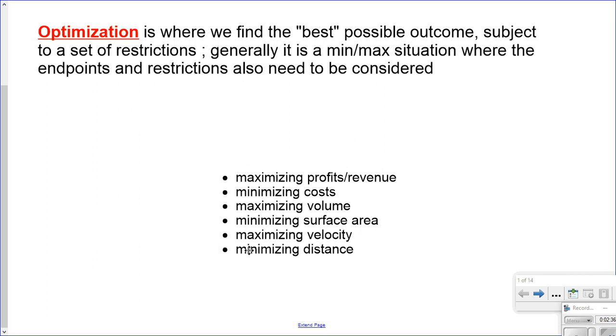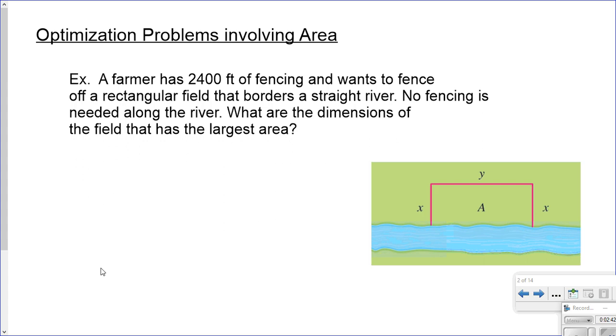Maximizing velocity, there's a good one, maximizing velocity and minimizing the distance traveled. So we're going to jump right in and do an example here, and this is one we've talked about and have done in the past. So here's the situation. A farmer with 2,400 feet of fencing wants to fence off a rectangular field that borders a straight river. Okay, no fencing is needed along the river, obviously. We want to have access to the water.